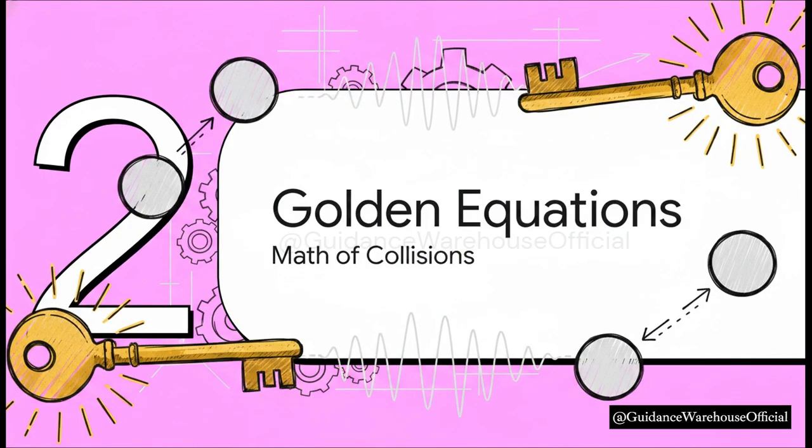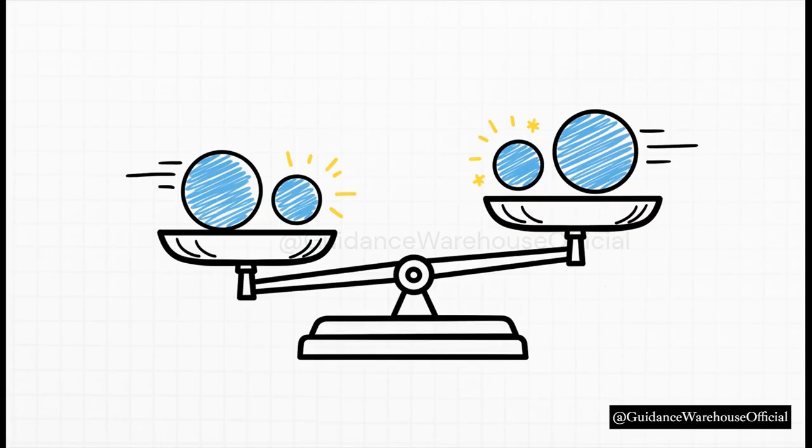Moving right along. Section 2, the two golden equations. So how do we actually calculate this? Let's dive into our mathematical foundation. Here's our first tool, the conservation of momentum equation. I want you to read this equation kind of like a story.